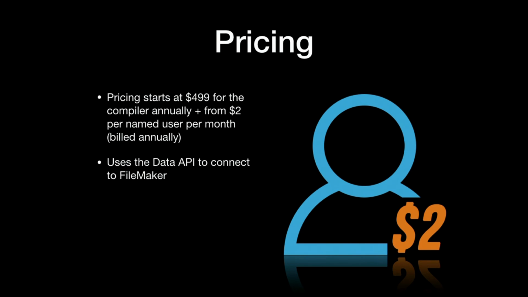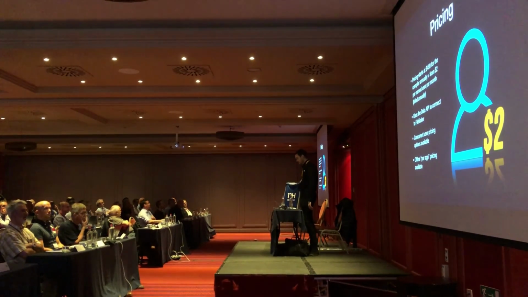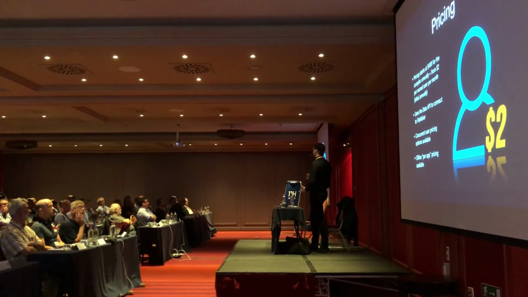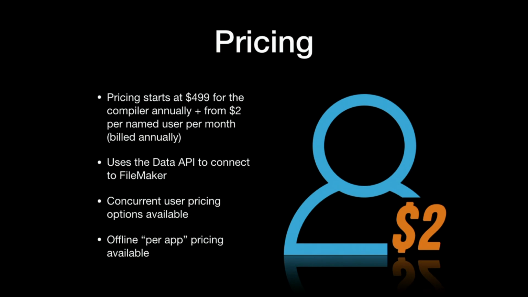So it may be that that is a fairly efficient licensing solution for you, even with the cost that we have. And obviously remember that you're taking off the cost of all of those devices, potentially hundreds of dollars per device. We do have concurrent user pricing options available. And also we have per app pricing, offline apps, if you want to do that. And all we're doing is pulling the data from your FileMaker database and putting that into an SQLite database. And we'll just charge you per app for that rather than charging you per user.